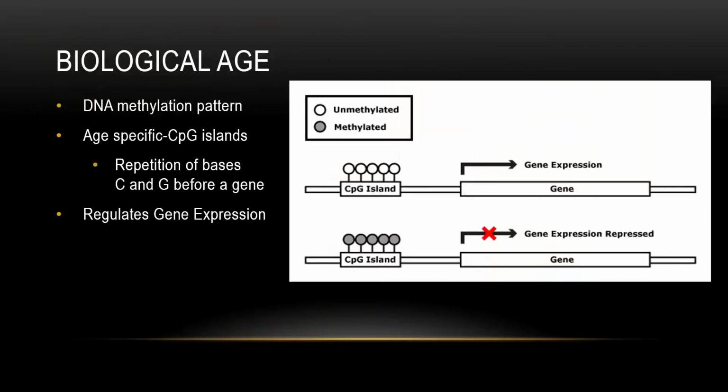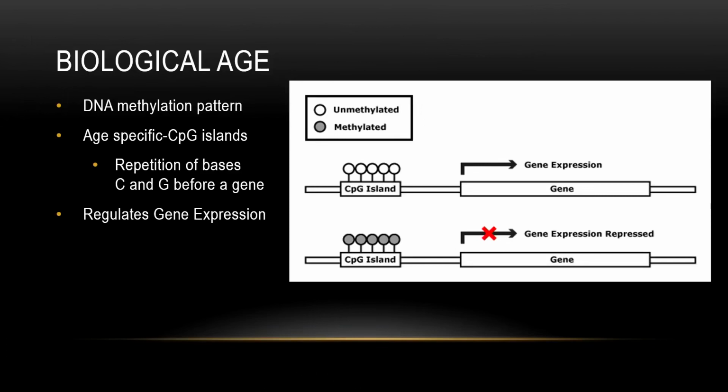Then you can check for the biological age, which you can do by checking for the DNA methylation patterns. Our DNA is modified by methyl groups, and this can be done to so-called age-specific CpG islands. CpG islands are just a repetition of C and G in front of a gene, and these can regulate the expression of a gene.